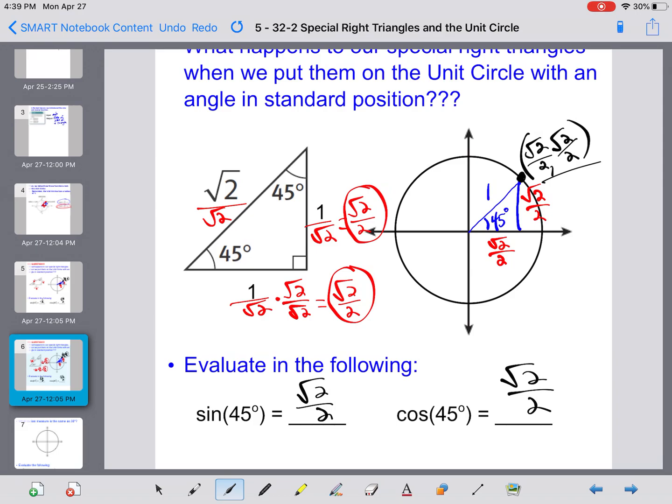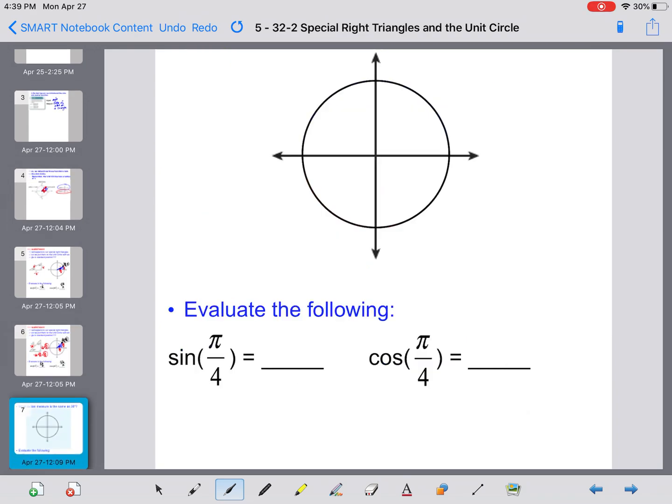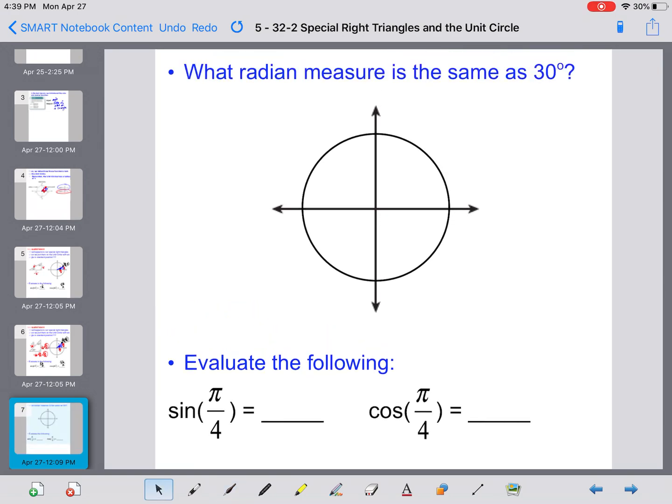All right, so let's do this with one more special right triangle. Actually, not yet. Sorry, let's do this first. What radian measure is the same as 30 degrees? If we think about that, there's a few ways to do it. We learned back a few units ago that you can take 30 degrees and you can multiply it by a fraction here.